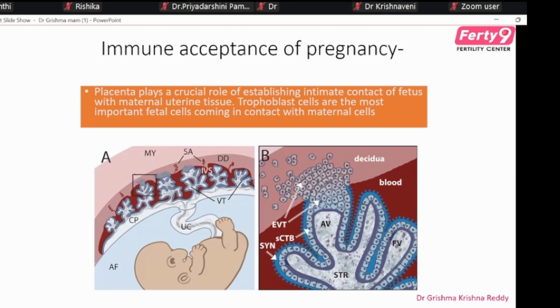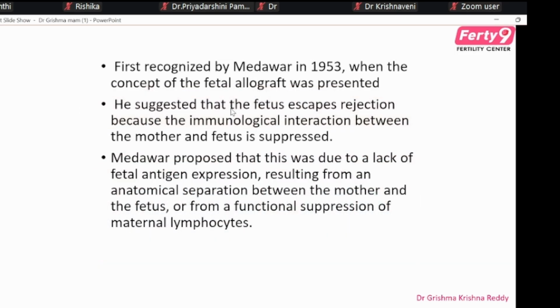The trophoblast cells are the most important fetal cells coming in contact with the maternal cells. If you see, these are the villi, then syncytial trophoblast, then extravillous trophoblast. These come in contact with the decidua. So this trophoblastic tissue is the first point of contact of the baby to the endometrium. Immune tolerance in pregnancy was first recognized by Medawar's hypothesis in 1953.